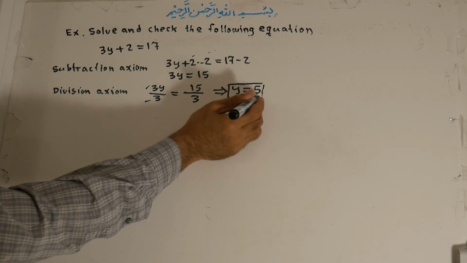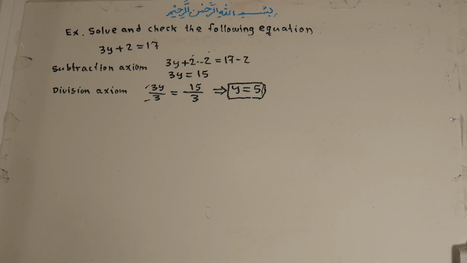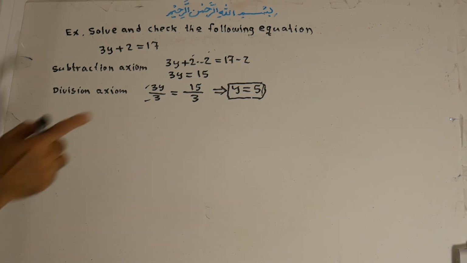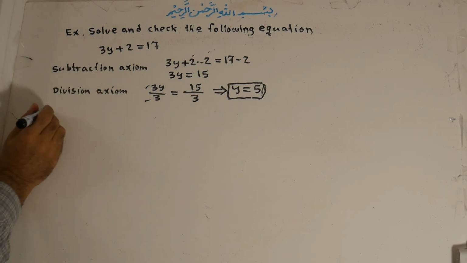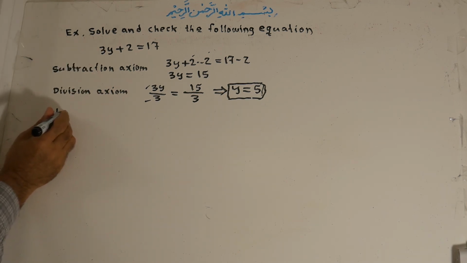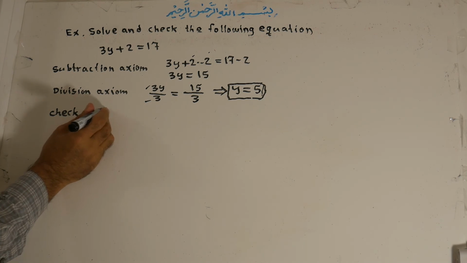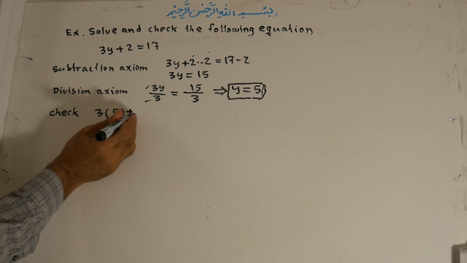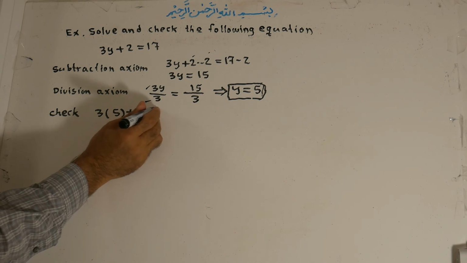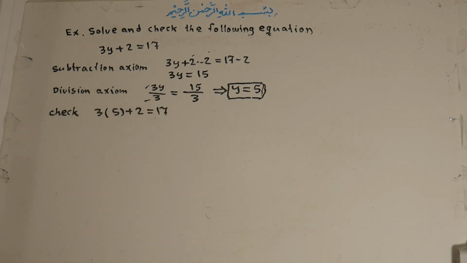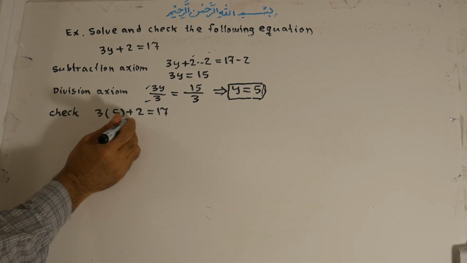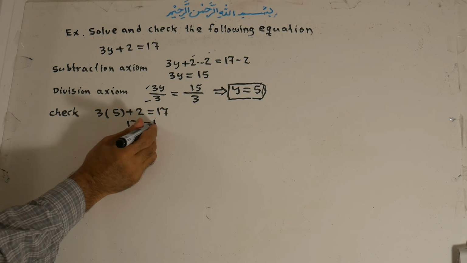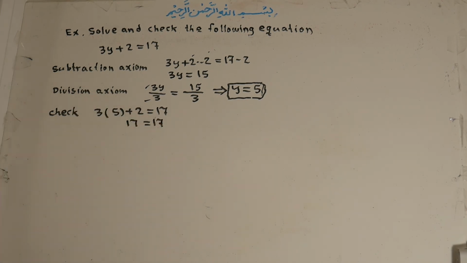Now we check whether the answer is correct or not. What we do, we put the value of y, which is 5, instead of y and check the answer. 3 times 5, plus 2, is equal to 17. 3 times 5 is 15. 15 plus 2 is 17. 17 is equal to 17. So this means that we checked that the answer is correct.